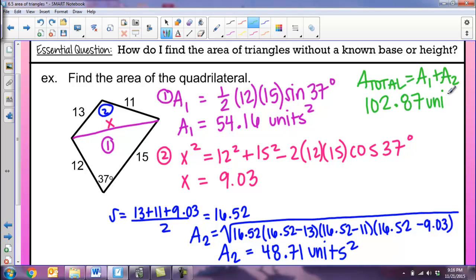102.87 square units. So what we did today is pretty much just some shortcuts for finding the area of triangles without being able to know what their base or height is. We can just use some trig functions. Okay, so I will see you tomorrow.